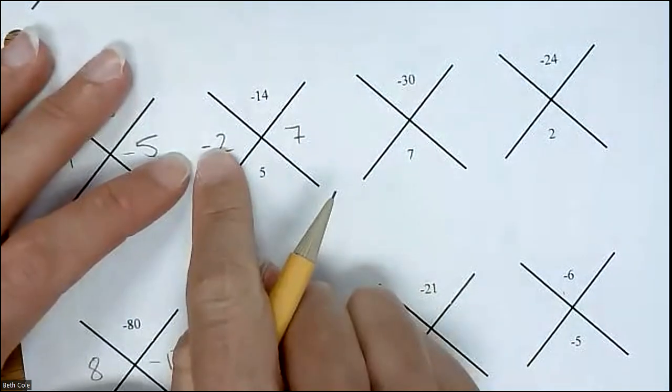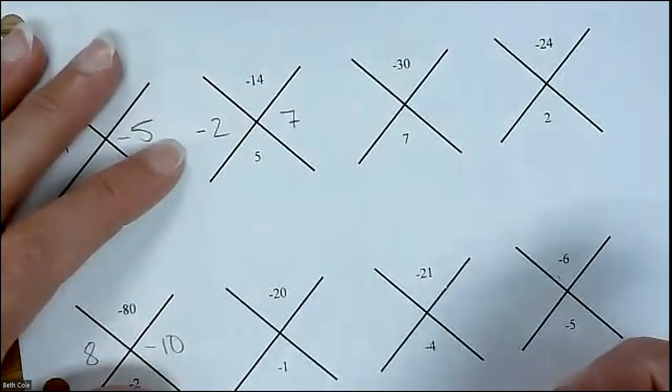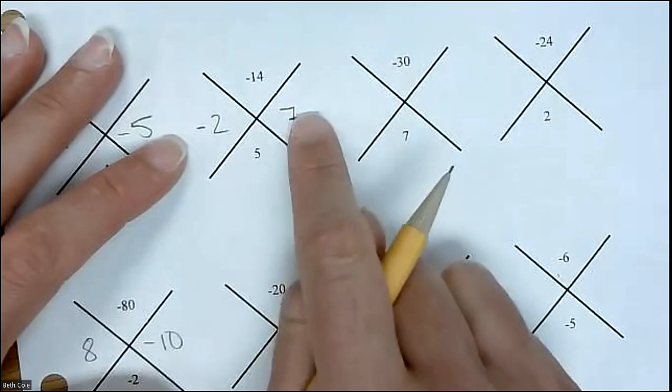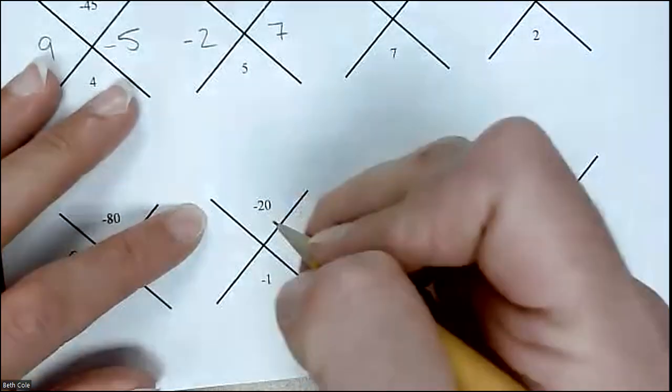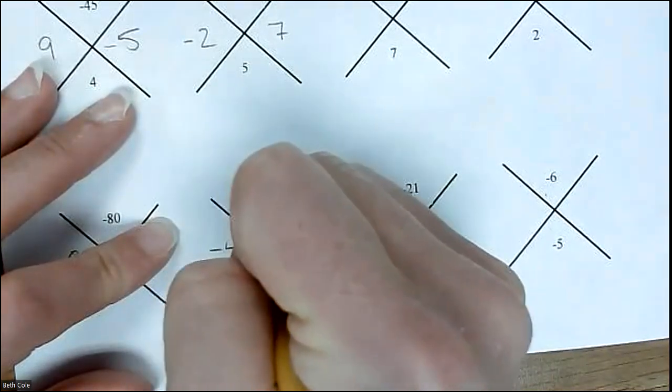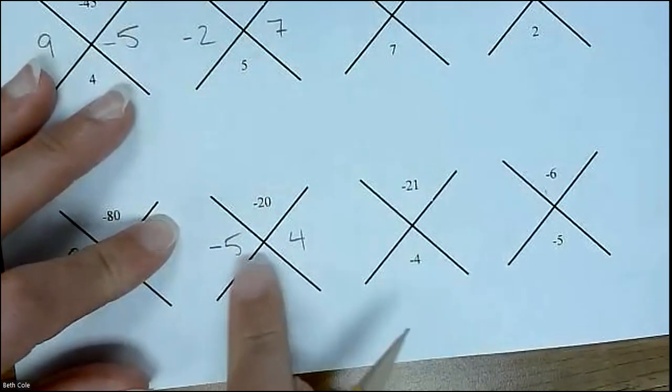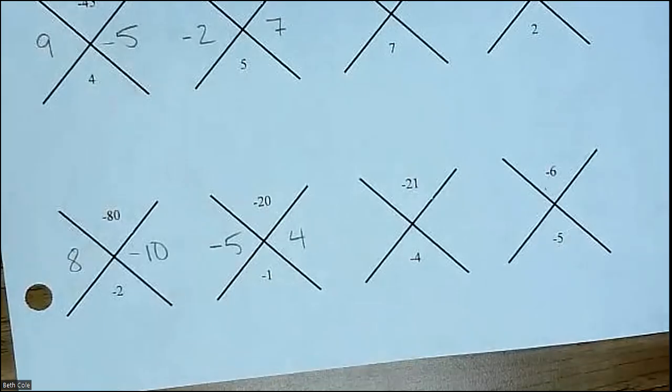The 2. Negative 2 plus 7 will give you a positive 5. Or you could think of it, if this is positive, you want the bigger one to be positive. And then 20 would be what? Yep, negative 5 and 4. Negative 5 plus 4 will give you a negative 1.